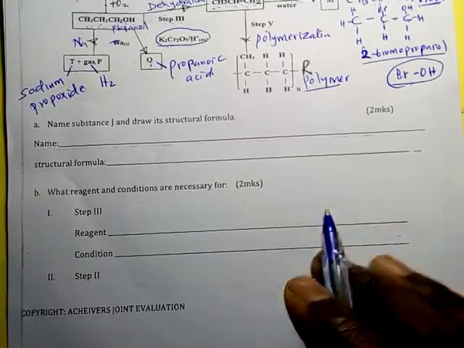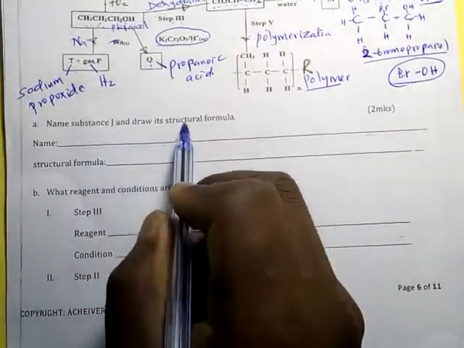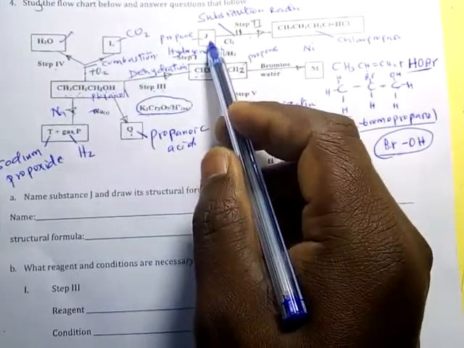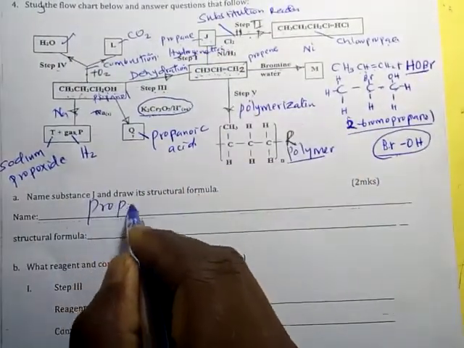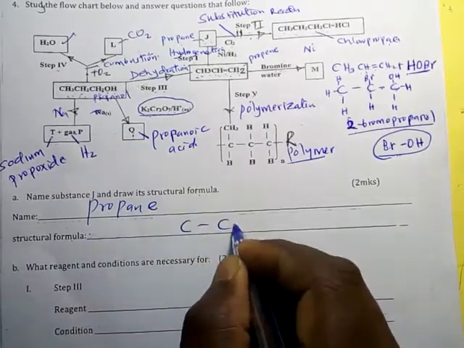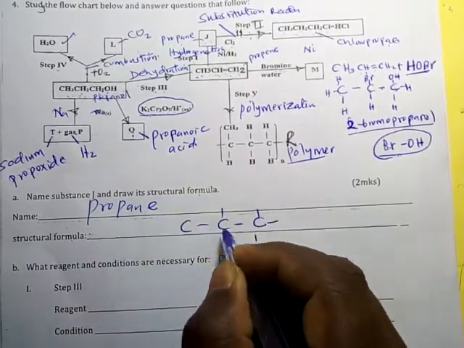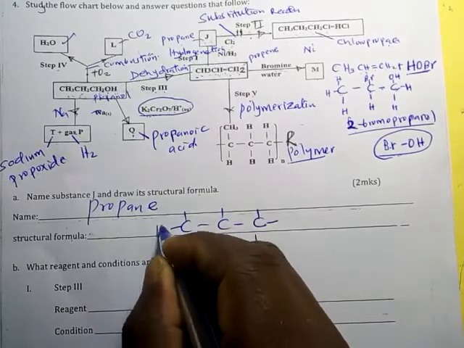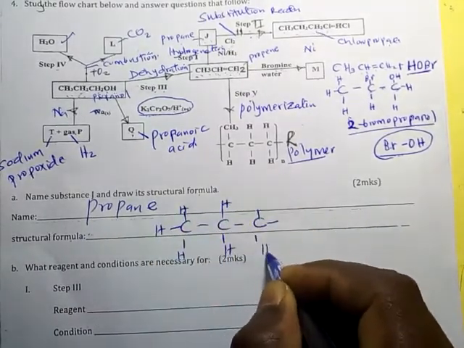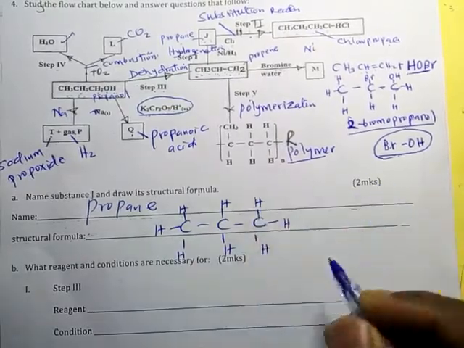Now down the questions: name substance J and draw its structure. We have already looked at what J is. We have finished J. J is propane. The structure of propane is simple as this. Put hydrogen. That is propane. And that is all.